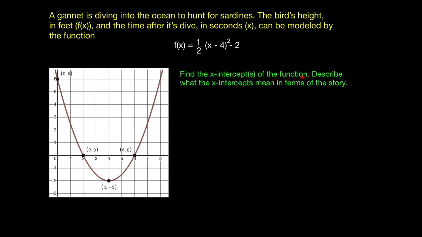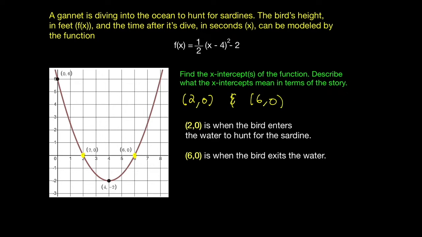First, we have to find the x-intercepts of the function and then describe what they mean in context of the story. Recall that the x-intercepts are the points where the graph crosses through the x-axis, and that happens exactly at the coordinates (2, 0) and (6, 0). Hence, the x-intercepts are at (2, 0) and (6, 0).